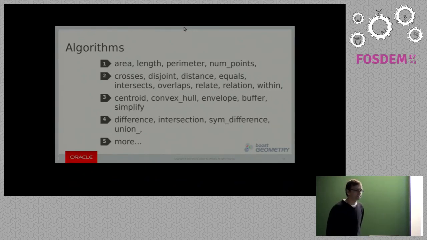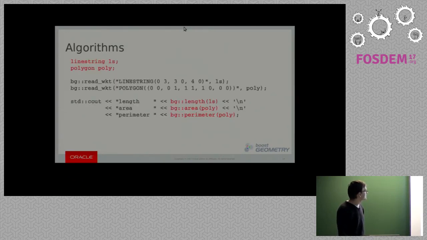Boost Geometry has many algorithms. I grouped them here by the number of inputs and the kind of output. So the area and length algorithms take one geometry and return some value. Crosses, well, relational operations, and distance take two geometries and either return a Boolean value or a distance value. And centroid and convex hull algorithms take one geometry and create another geometry from it. And set operations take two geometries and perform set operations, returning a third geometry.